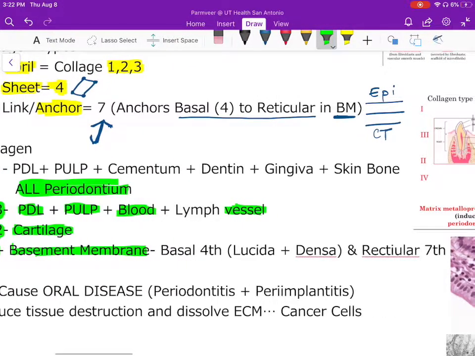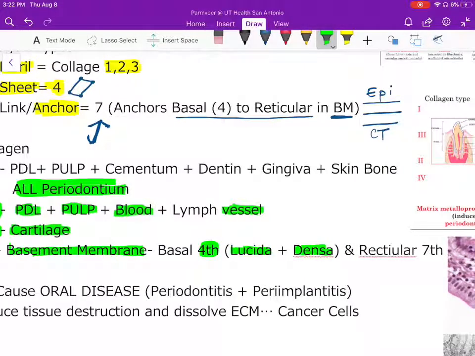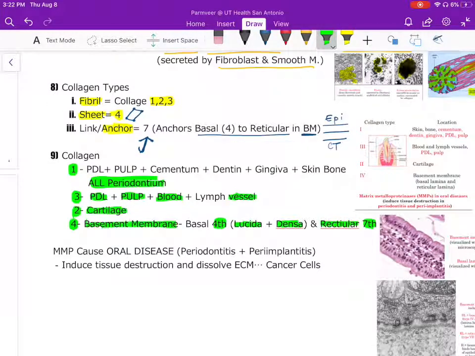Once again, basement membrane, like we said, is the fourth, collagen 4, and it comprises of lamina lucida and lamina densa, and connects it to the reticular, which is 7, collagen 7. And then lastly, a pretty important side note: matrix metalloproteinases cause oral diseases such as inflammation of the periodontium, periodontitis, or inflammation around an implant, so peri-implantitis. And they induce tissue destruction and start to dissolve that extracellular matrix, so all the cells and the fibers and the collagens that we just talked about.